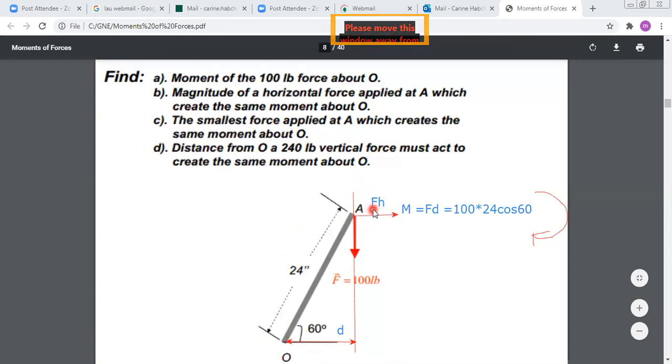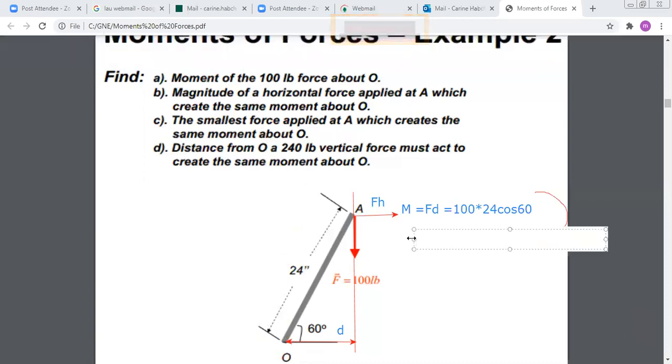Now, to find the magnitude of FH, I will write the condition. The condition is that the moment of FH about point O should be equal to F times D, okay? The previous moment I already found, and if I calculate it, it's equal to 120. Now, what is the moment of FH about O? I should multiply by which distance?